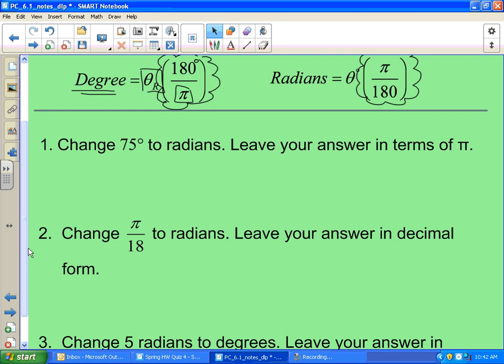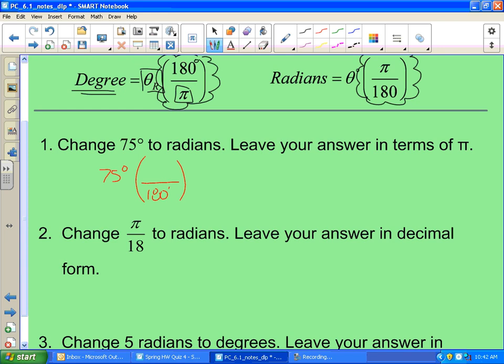So in this first example, we want to change 75 degrees into radians. So I'm starting with degrees, which means I want to get rid of degrees, which means I better have degrees show up down here. And then what goes on top is pi. Now notice this one says leave your answer in terms of pi. Don't convert pi to 3.14. Do a little simplifying here. So I get 75 pi over 180.